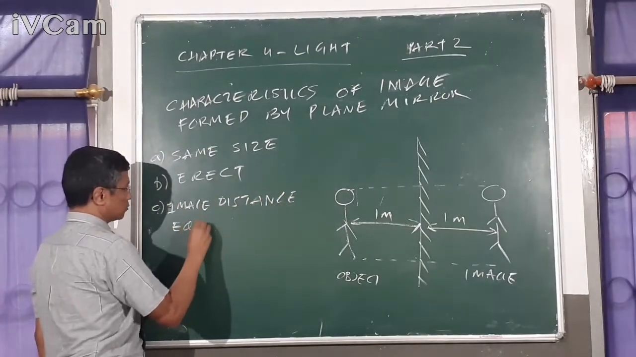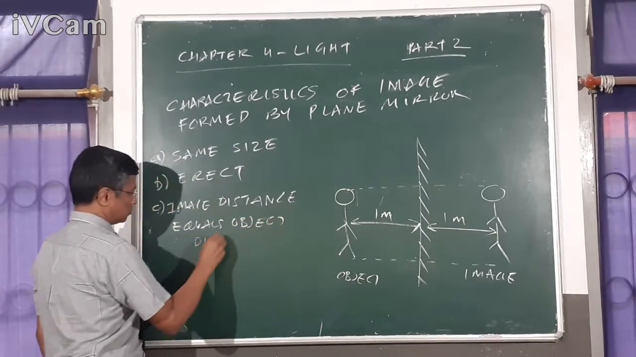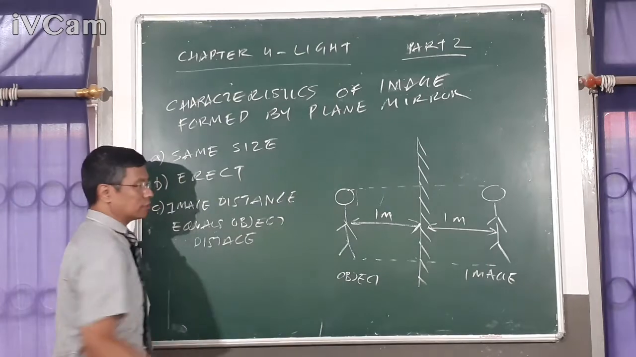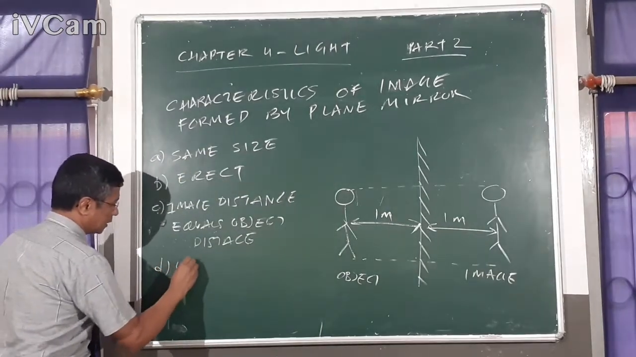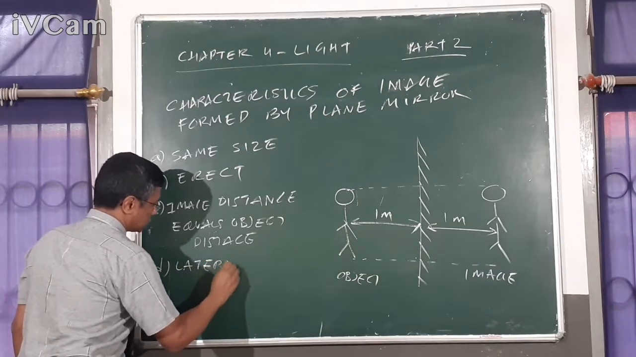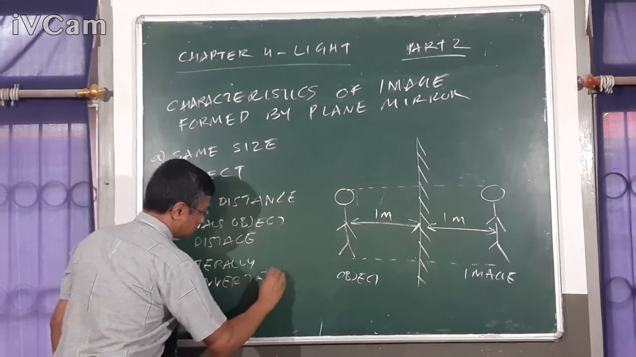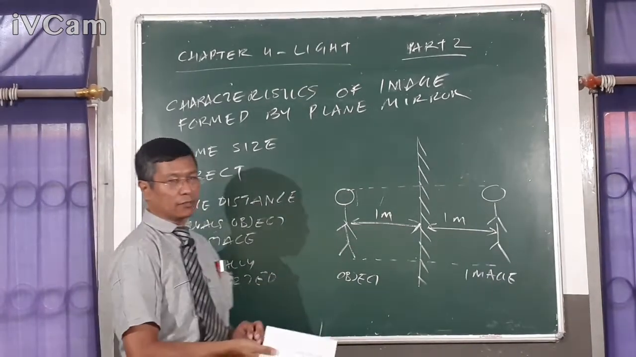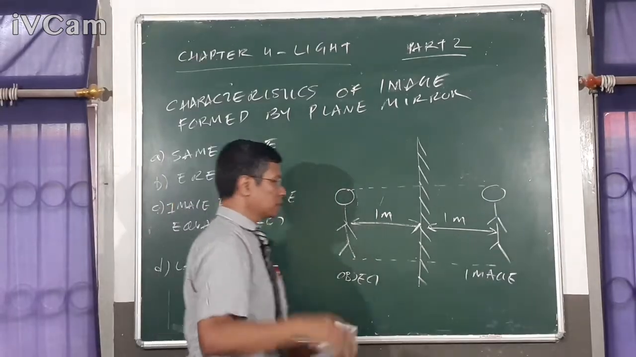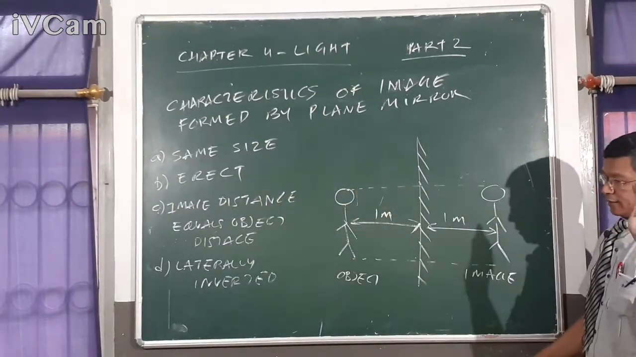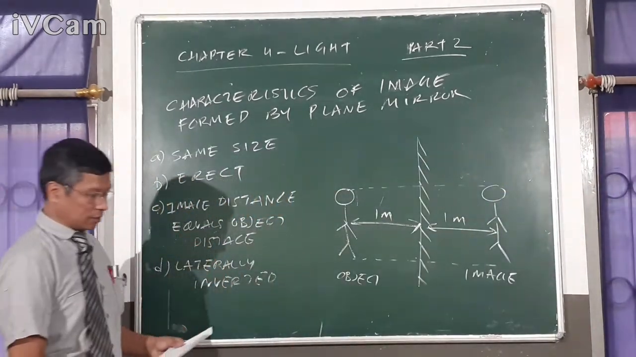equals object distance. And the last property is the image is laterally inverted. This I already discussed a moment ago in lateral inversion. That means if you are standing as an object and you raise your right hand, the image will raise its left hand. So this is what is meant by the image being laterally inverted.